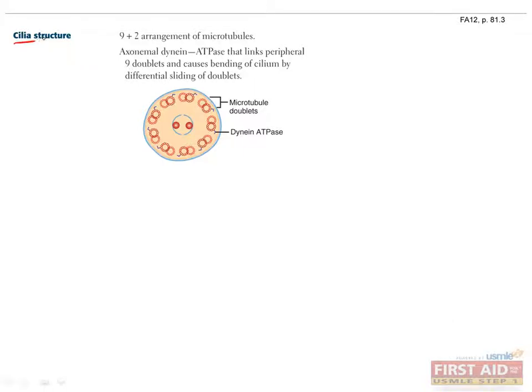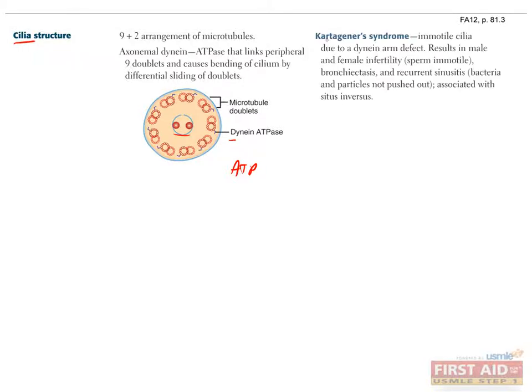Cilia are made from microtubules arranged in a 9 doublets plus 2 singlets formation. In the last slide, I mentioned that dynein is used for retrograde transport along microtubules. However, it can also be used to bind microtubules for a different purpose, to link the doublets together, and use ATP to cause them to slide along each other, making the cilium bend.